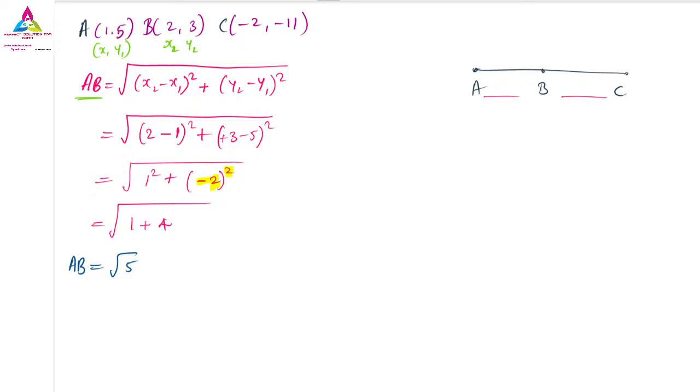So just now we found only AB. Now we have to find the BC also. So let us find that BC. This is most important. We will make it a line. Next we will go for the BC.